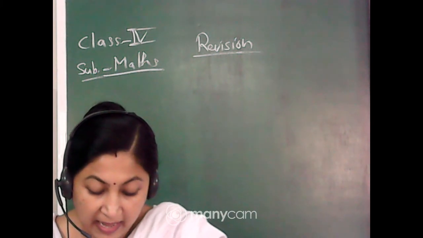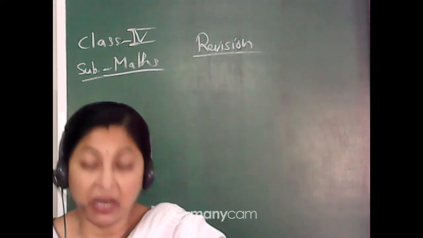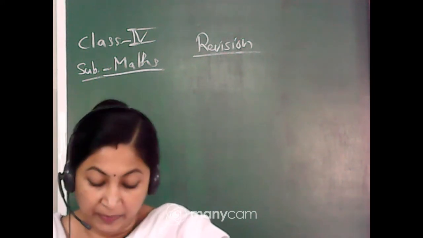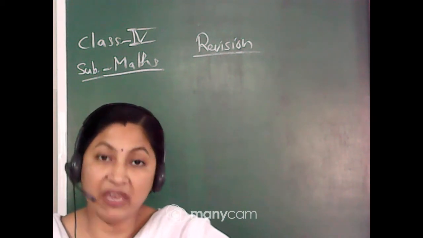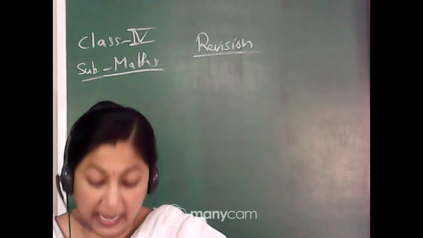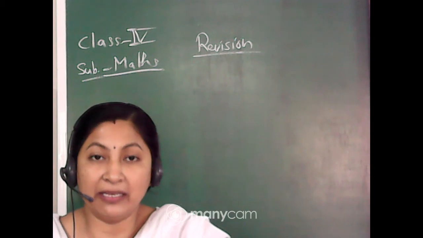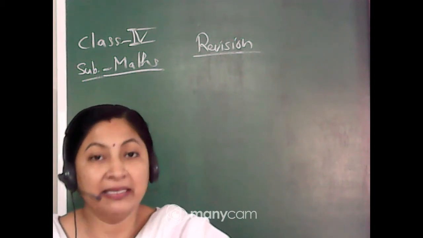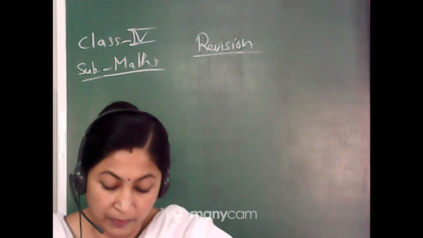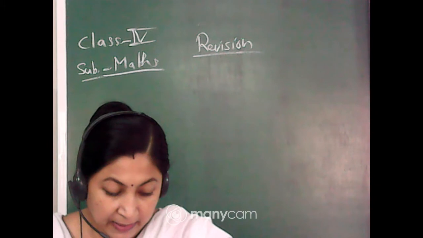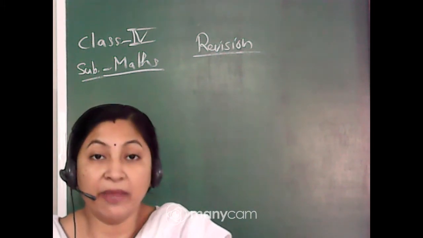Next one is Leela has not gone to school for 21 days. For how many weeks was she away from school? You have to find out how many weeks she was away from the school. And as you know, for 1 week we have 7 days. So for 21 days, 21 is divided by 7. You will get 3. So 3 weeks she is away from the school. Clear? So this way you will solve these questions by dividing.